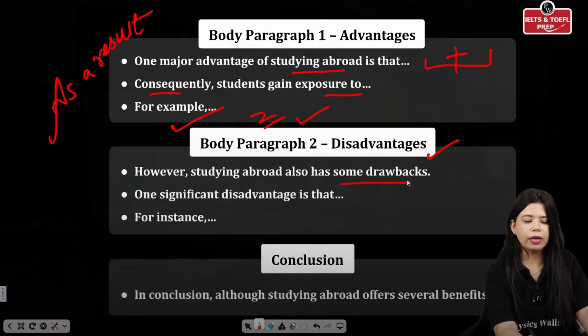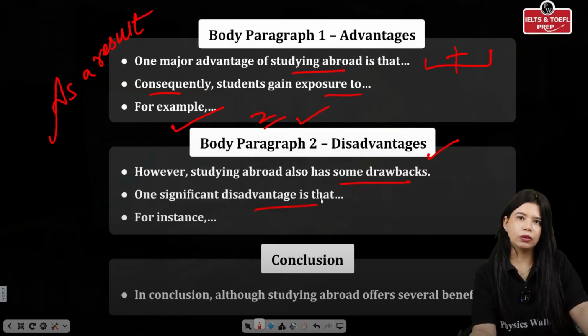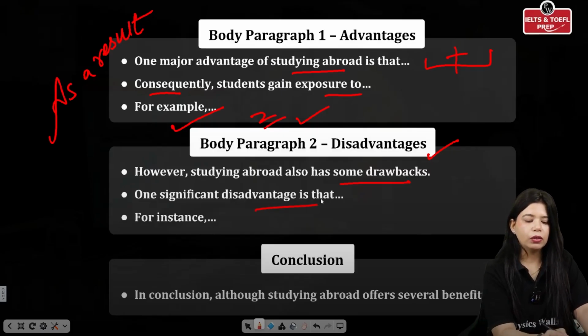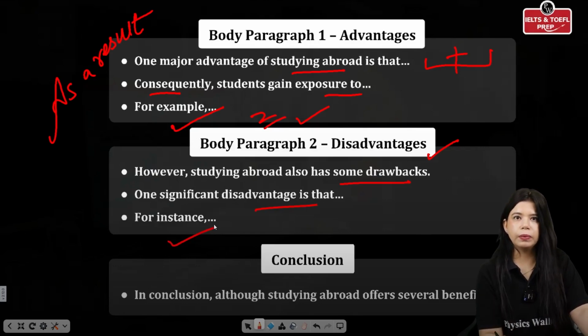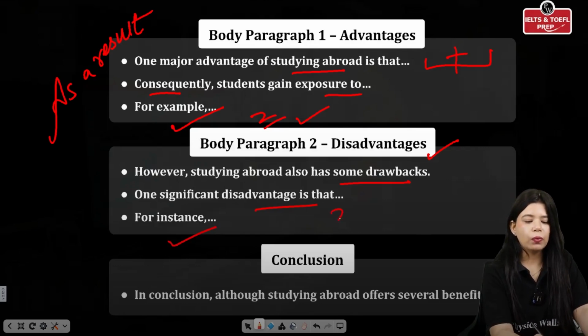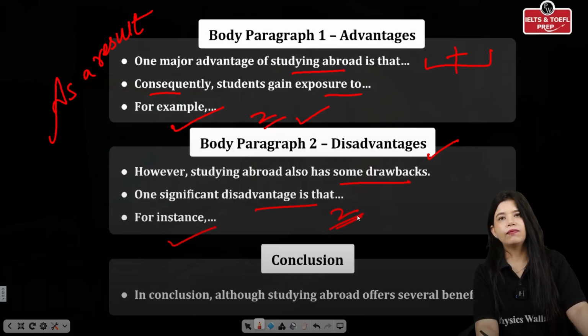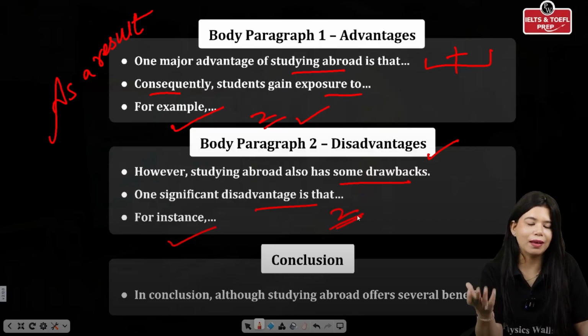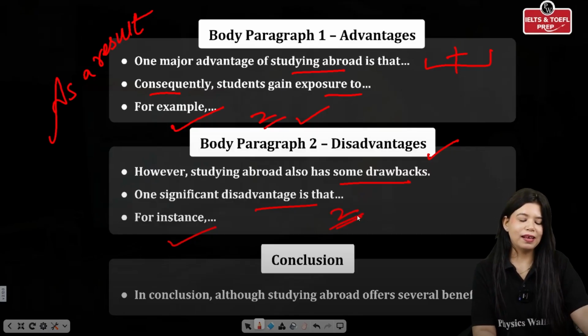However, studying abroad has some drawbacks. One significant disadvantage is, then you write the main disadvantage, you explain that, give an example, and once all this is done, write one more disadvantage. If you want a high band, high score, then write a double idea body paragraph.